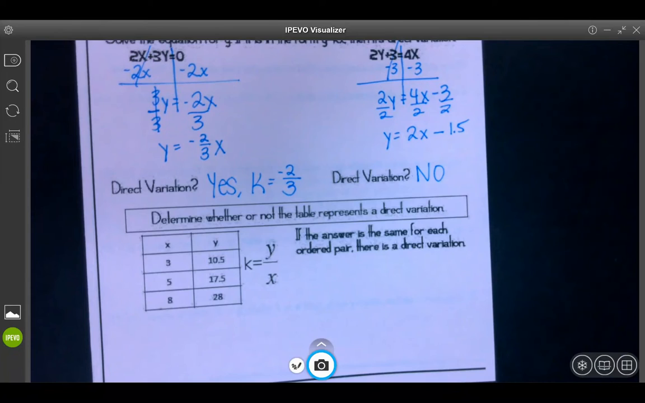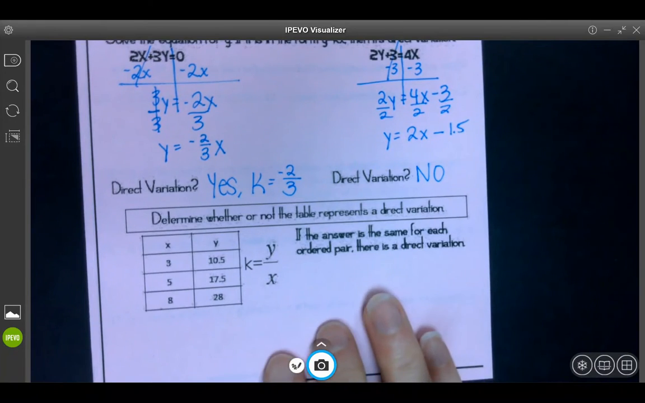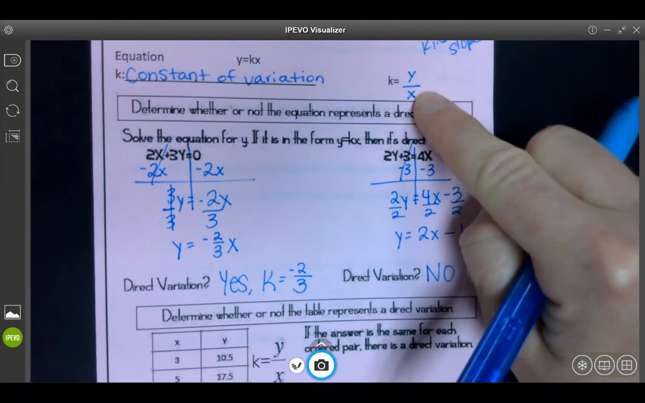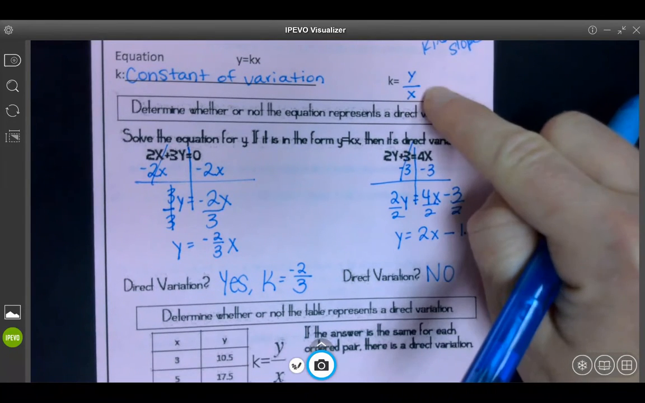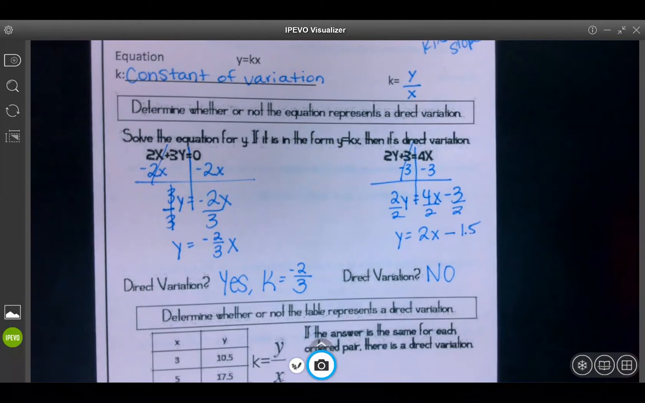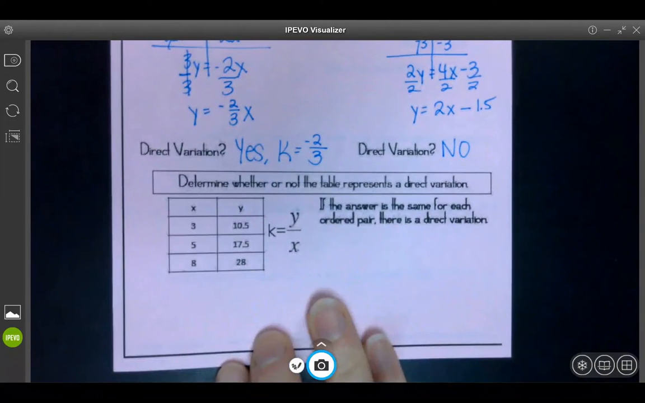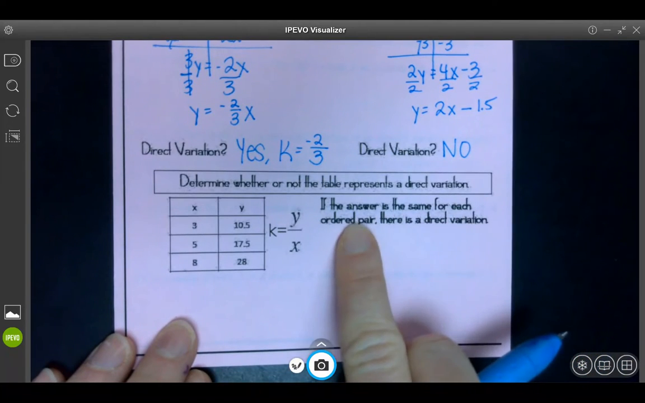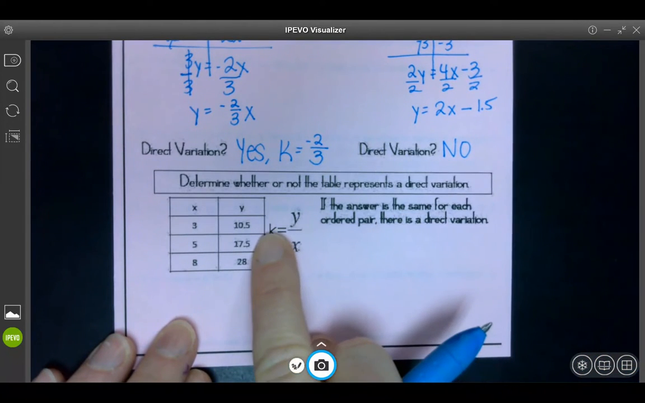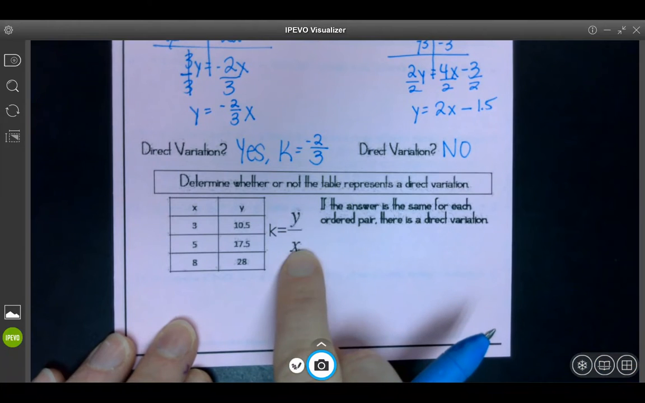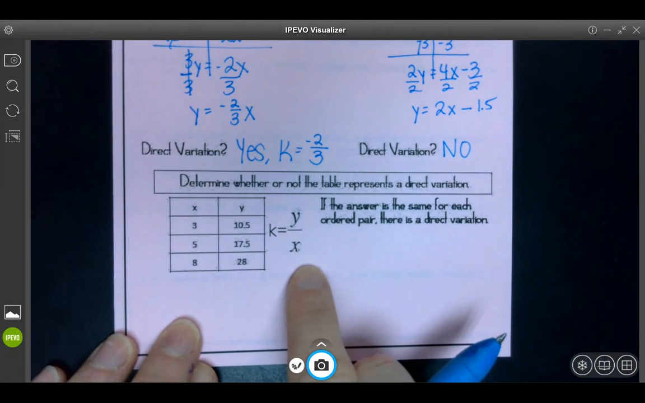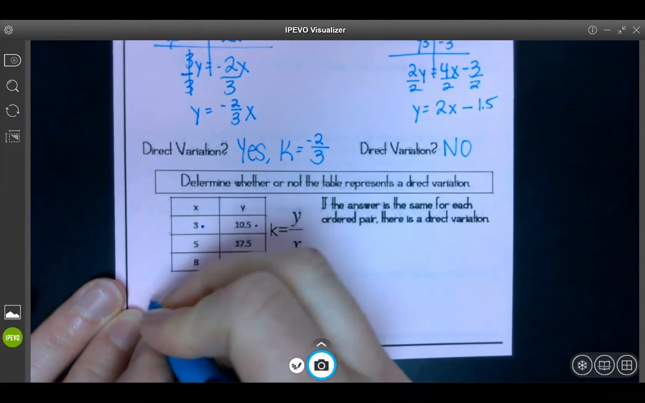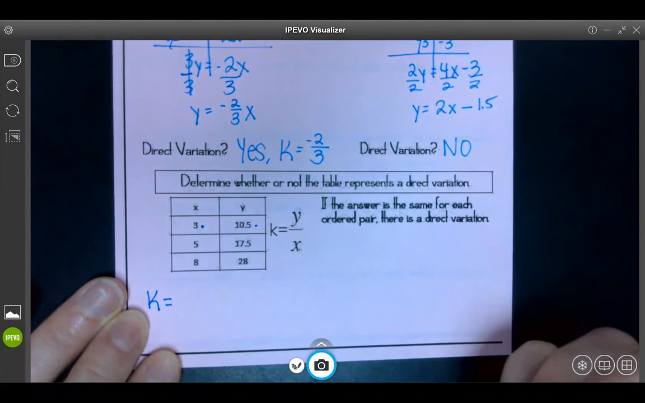Determine whether or not the table represents a direct variation. So earlier, whenever I was telling you all about k equals y over x, we'll divide y over x and see if we get the same value all throughout the table. So if the answer is the same for each ordered pair, there's direct variation. So if k equals y over x and it equals the same thing, then it is a direct variation. So see how this is a y and this is an x. So we're going to do it for each pair.